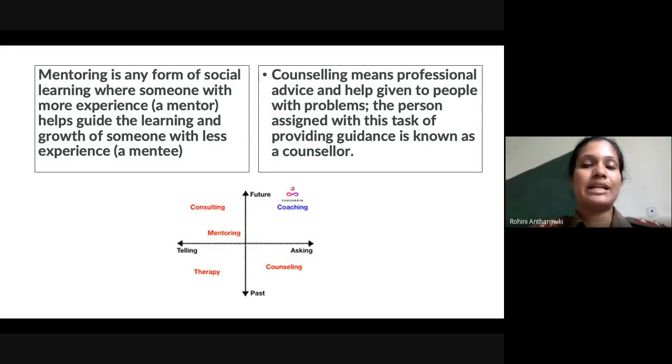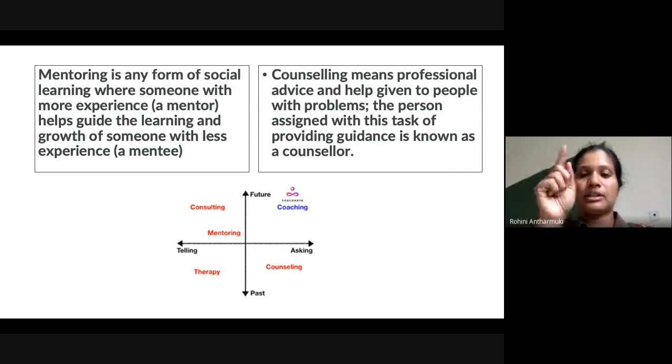Now, to understand the statement better, there is a graph, taken from a coaching center. What it tells is that on the y-axis you have future and past. So if a person is talking about the future, what is going to happen, then the quadrant is anywhere between the first and the second quadrant. If you are talking about the past of a mentee or a student whom you are counseling, then you are in the third or fourth quadrant.